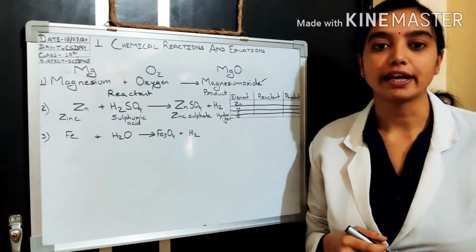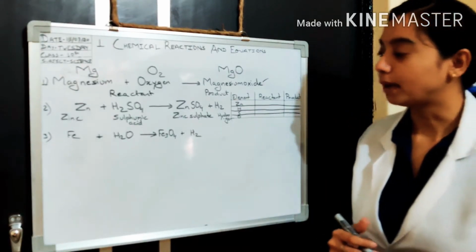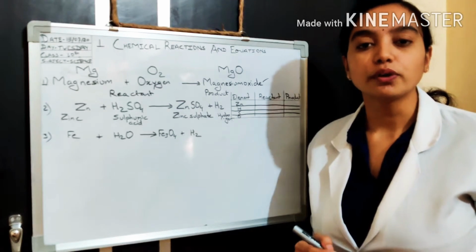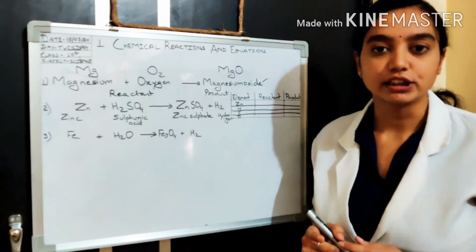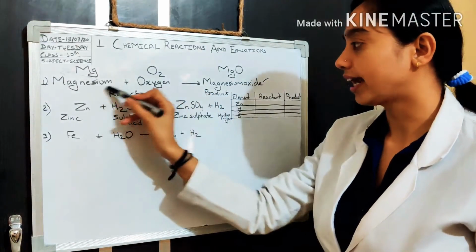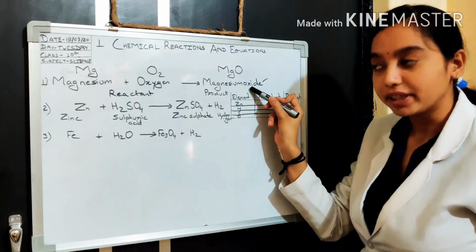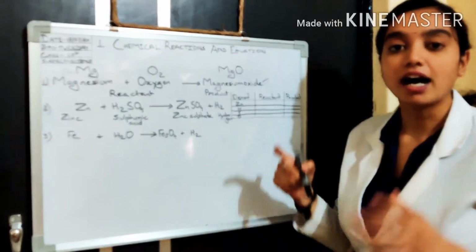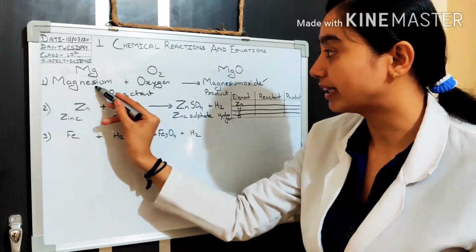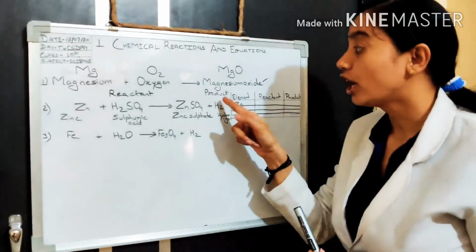In the previous lecture video I discussed the introduction of this chapter, and today I am going to discuss more about chemical equations. In a chemical equation, I have already told you that two or more chemicals interact with each other to form a new chemical. So here magnesium and oxygen are interacting with each other and forming magnesium oxide, which is a new chemical. Those chemicals which are interacting with each other are called reactants. Here magnesium and oxygen are reactants, and the chemical which is forming is called the product.